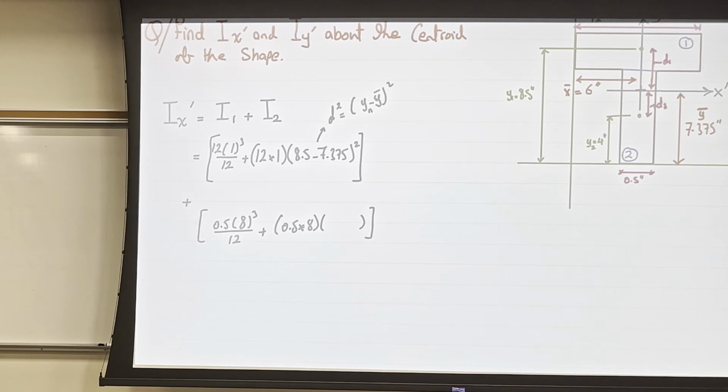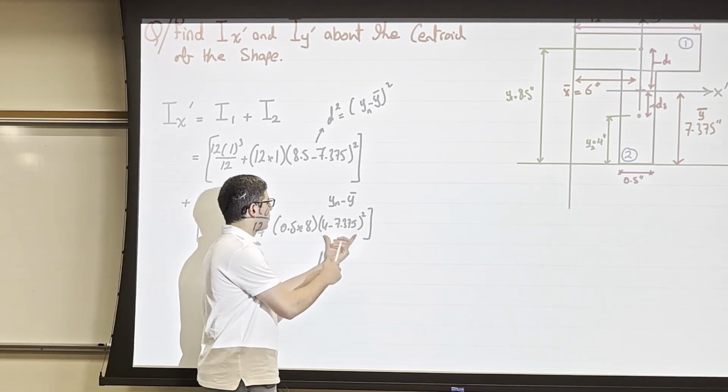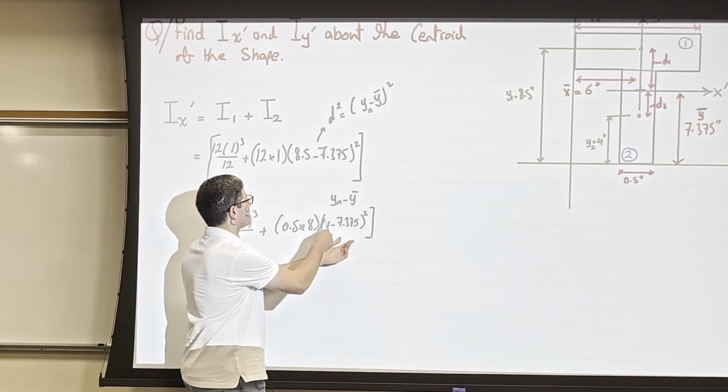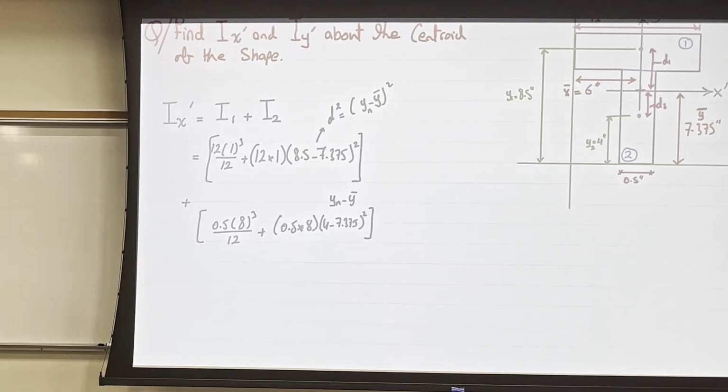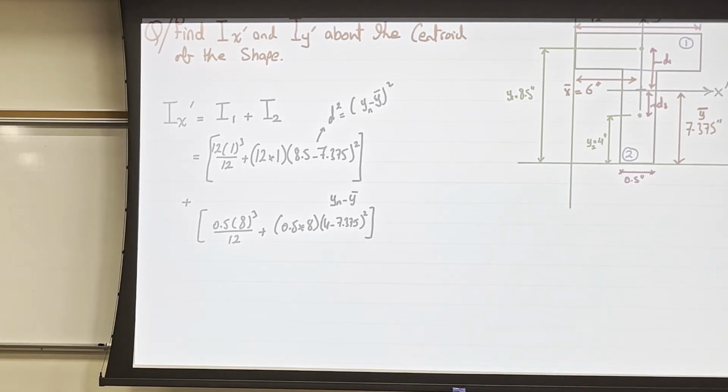And again, d squared is yn minus y bar, which in our case here is y1 minus y bar. So what was, no, y2, sorry. What was y2? y2 was 4, and y bar is 7.375. So 4 minus 7.375 is going to give me that distance. So it doesn't matter which one you subtract from each other, 7.375 minus 4 or the opposite. Doesn't matter. We want just the difference, and this difference is going to be squared anyway. So the sign doesn't matter.